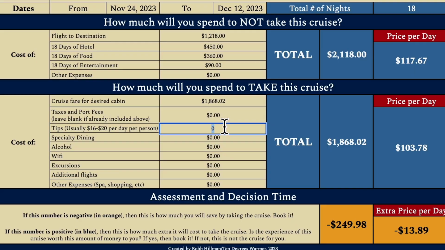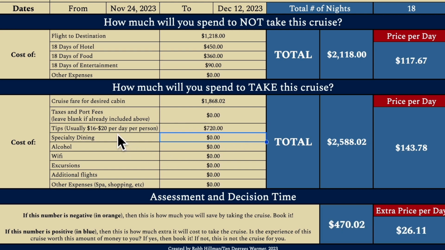Okay, so tips. You have to pay tips on any cruise. It depends on the cruise line. It's going to be somewhere between $14 and $20 a day. It can be more than that if you're in any of the Haven or the fancy suites. But in this case, for Norwegian, it is $20 a day per person. So tips for us is going to be $720 for both of us. And then we've got our different categories. So specialty dining. If you wanted to do some specialty dining, you could add that in here.